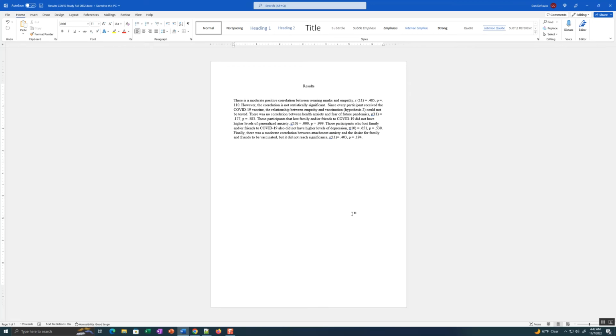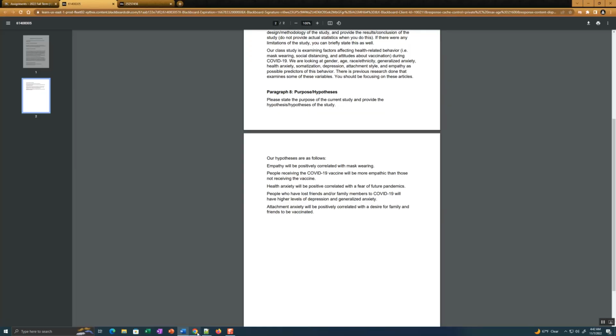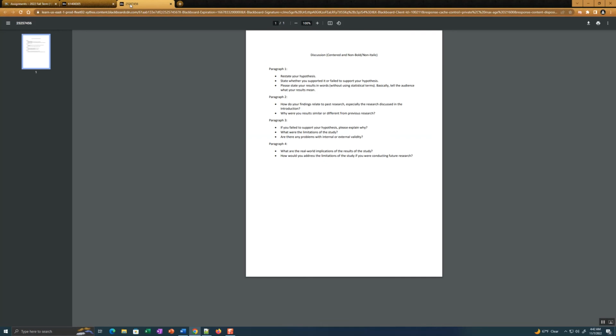So all of that information about the 5 hypotheses goes into paragraph 1 of the discussion. Let's go back here, discussion. Paragraph 1 is just restating whether you supported or failed to support each hypothesis. What I just basically went through, the 5 hypotheses. You can put that into your first paragraph.